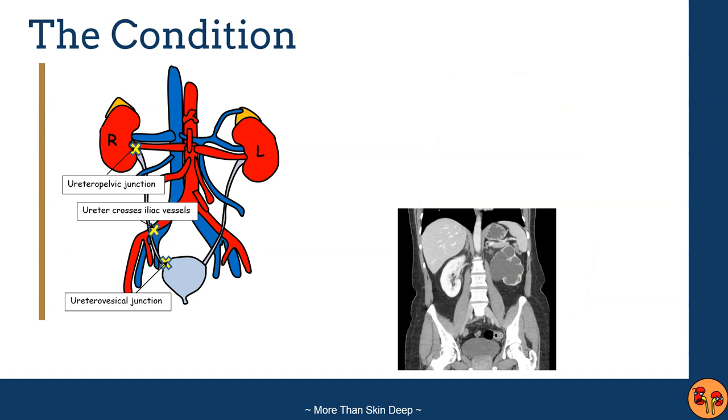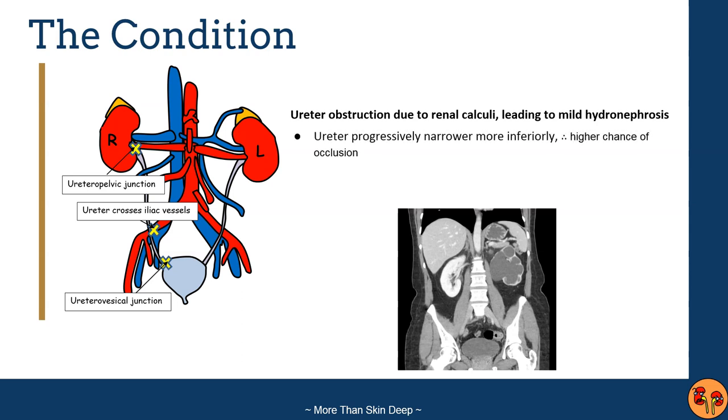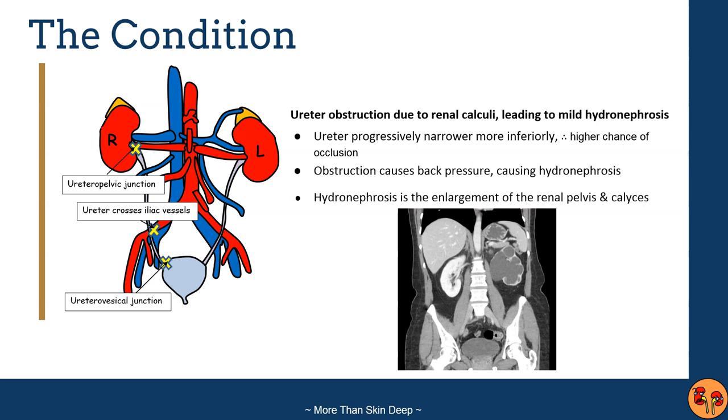Firstly, the condition. It has been diagnosed that there is a renal calculi obstructing the ureters, and this has led to mild hydronephrosis. How does this occur? Well, firstly, the ureter gets progressively narrower the more inferior you move. Therefore, there is a higher chance of occlusion the further down the kidney stone moves. This obstruction will cause a back pressure leading to hydronephrosis. Hydronephrosis is the enlargement of the renal pelvis and calyces.